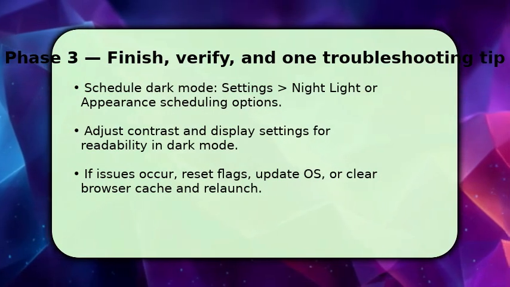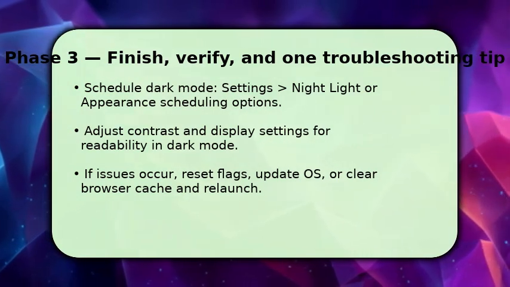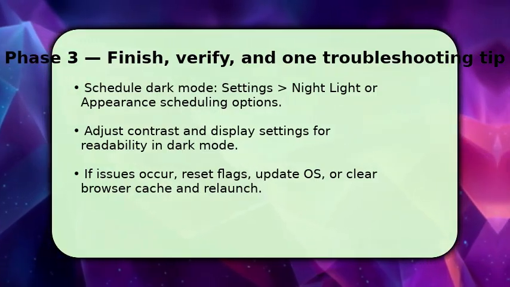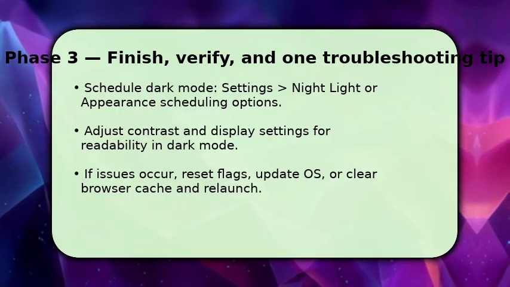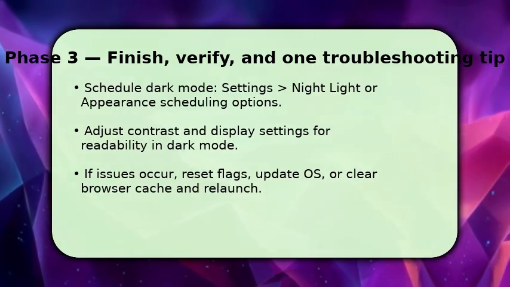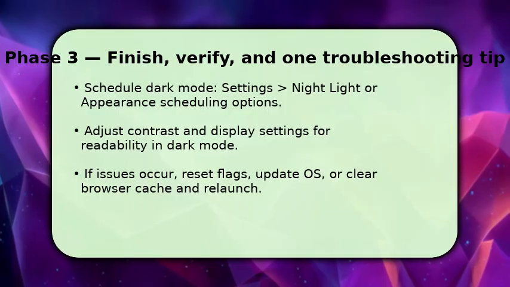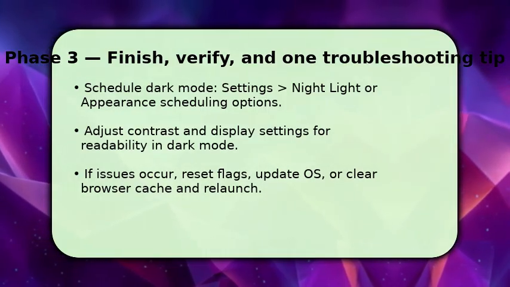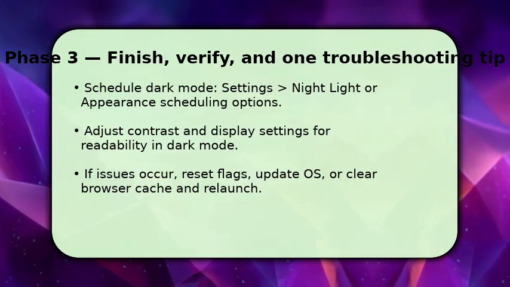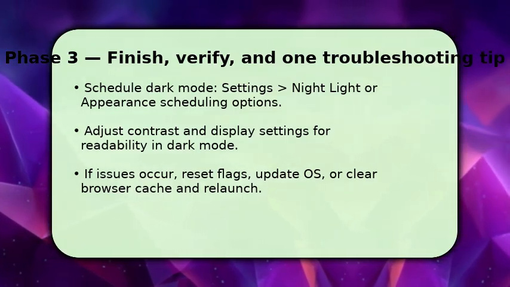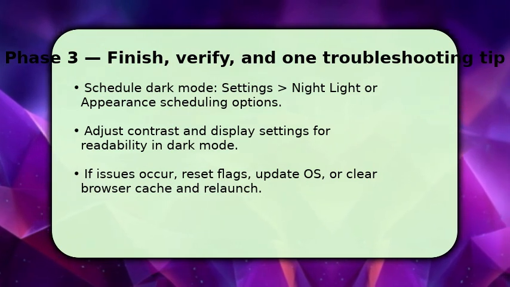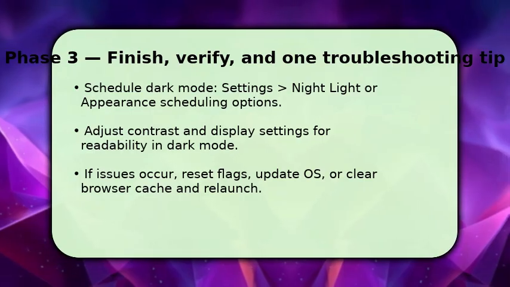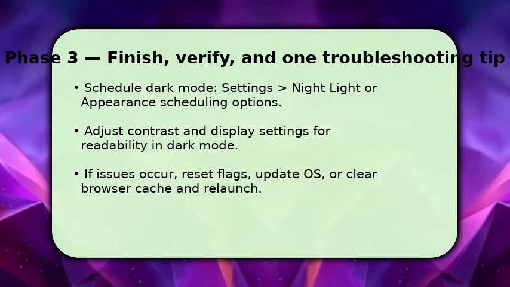Finish by optimizing comfort and recovery steps. Set a dark schedule in settings so dark mode flips automatically at night and tweak contrast or nightlight for eye comfort. Make sure any pinned apps or PWAs are relaunched so their icons and UI match. If pages look broken, reset the experimental flag you changed, update Chrome OS, or clear browser cache and restart. That fixes most conflicts. If an extension causes visual glitches, disable it temporarily. This single troubleshooting tip will resolve the majority of display problems.